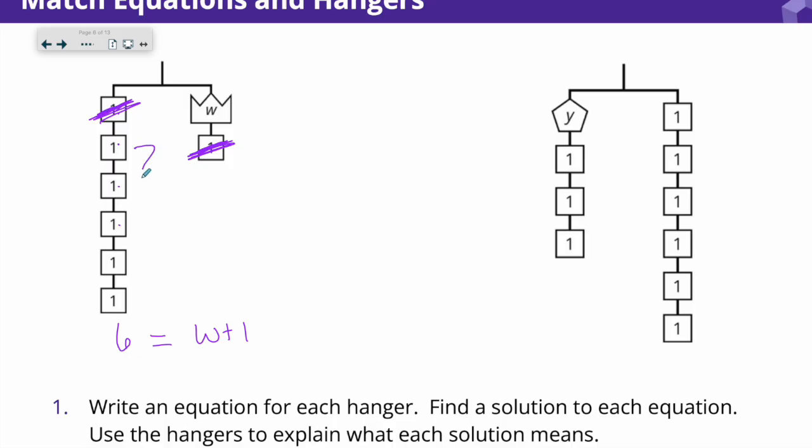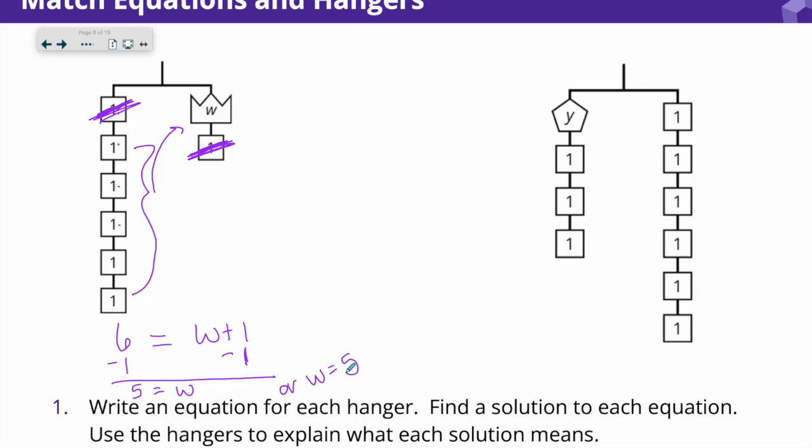And that means that these 5 ones match up with that W. And what that looks like algebraically in our equation is we took the 1 away from the side with the W, and we took the 1 away from the side with the 6, and we have 5 equals W. Or we could say W equals 5.